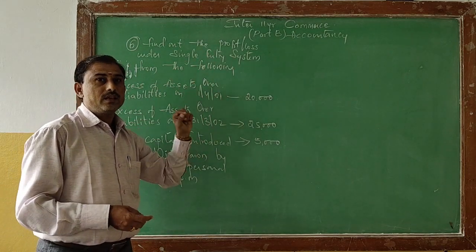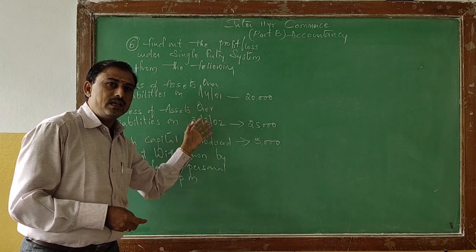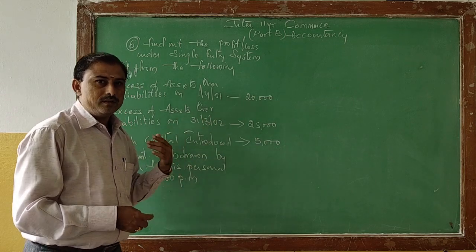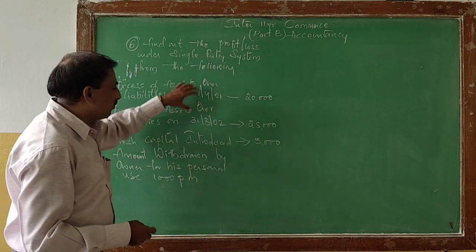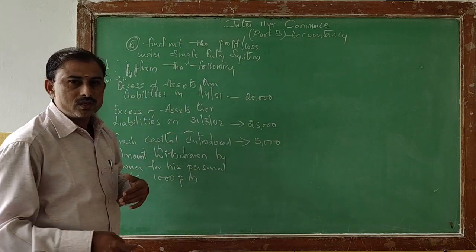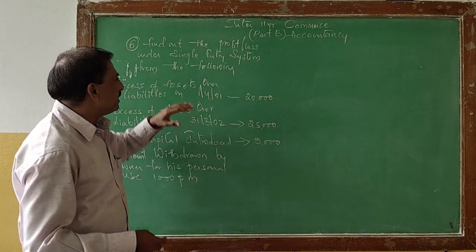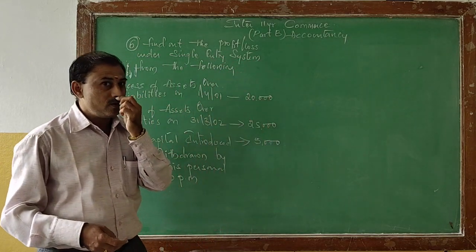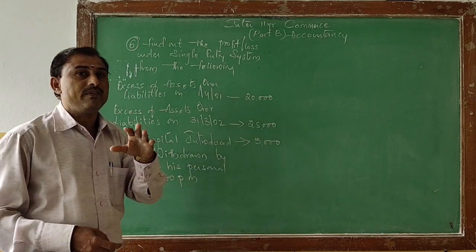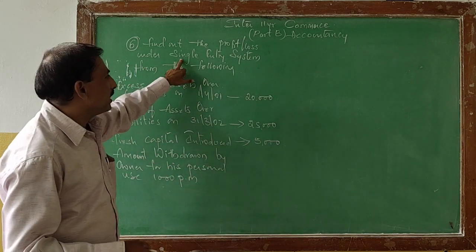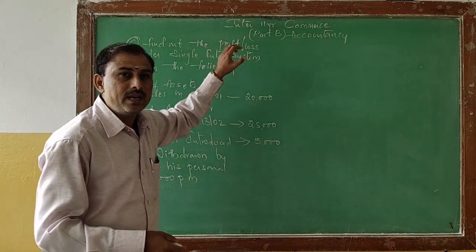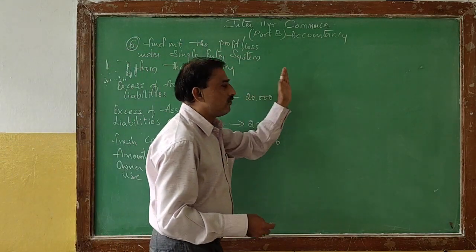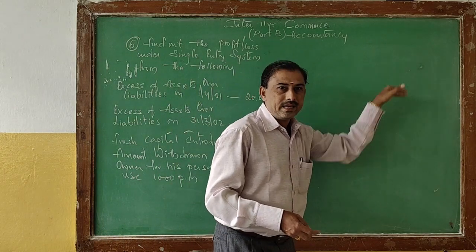So what is your result? Try to find out and explain to the owner. So what method can we use to find out the profit or loss? Because they have specifically said in the problem itself, under the single entry system, that question of whether it is a double entry or single entry will not arise. We have to find out only under which method? Single entry system. So you know better how to find out the profit or loss under single entry system.